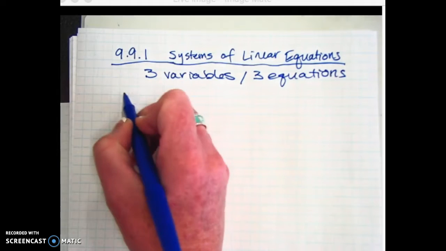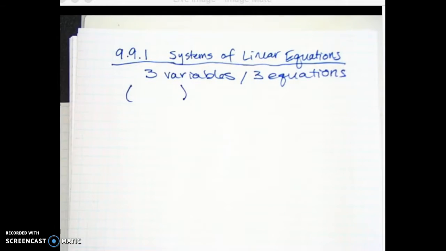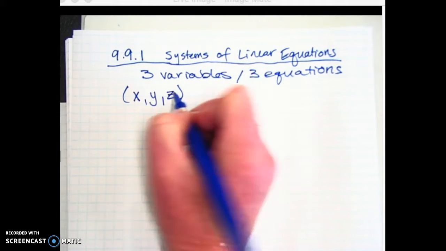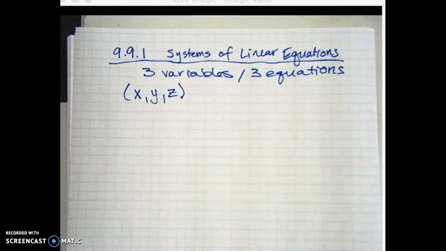So instead of just having x and y in your parentheses, you're going to have x, you're going to have y, you're going to have z. Every once in a while, they'll use some other variables like a, b, and c, or you might see r, s, t, but basically just keep them alphabetical. So if they use a, b, c, just put a first, b first, and then c first.